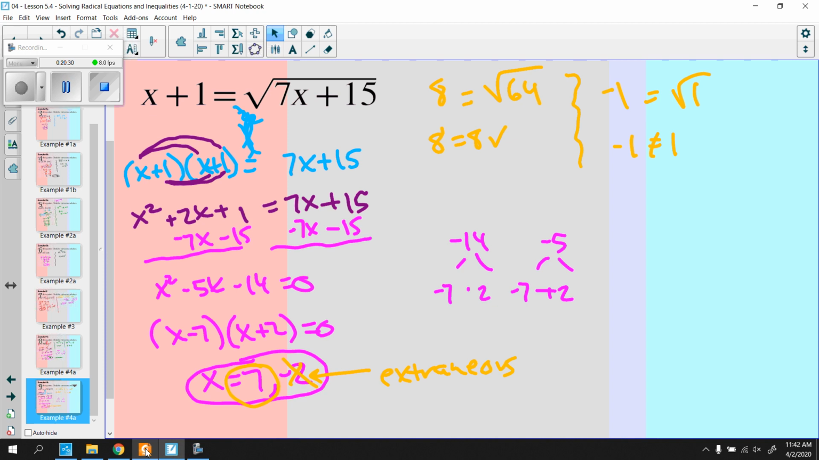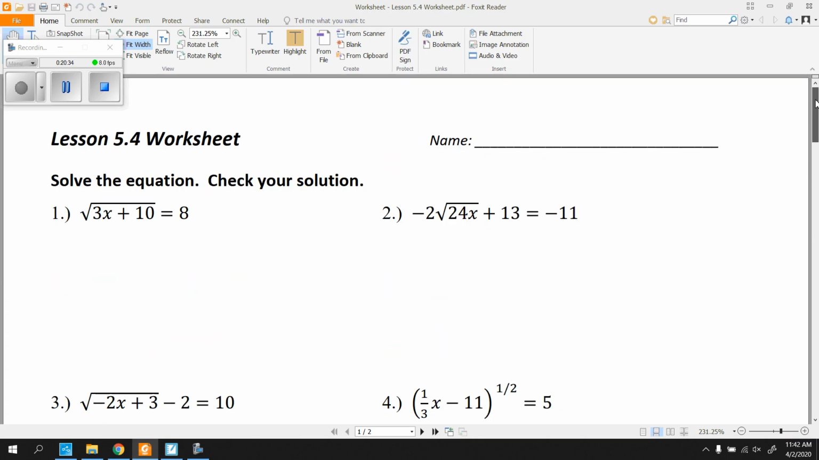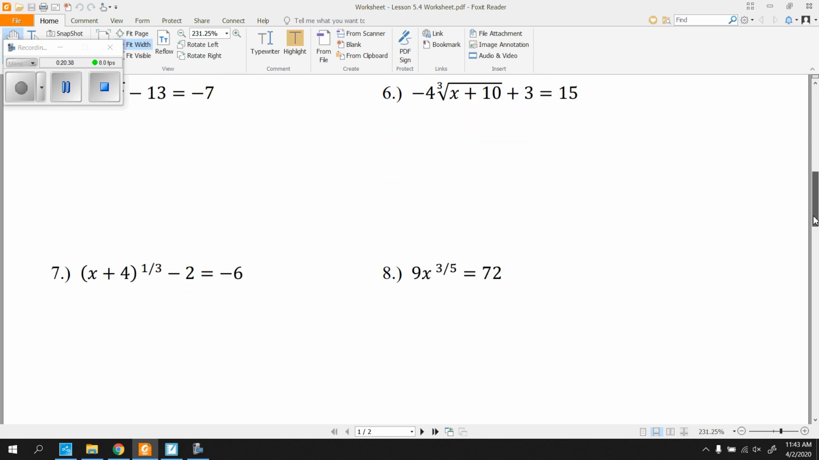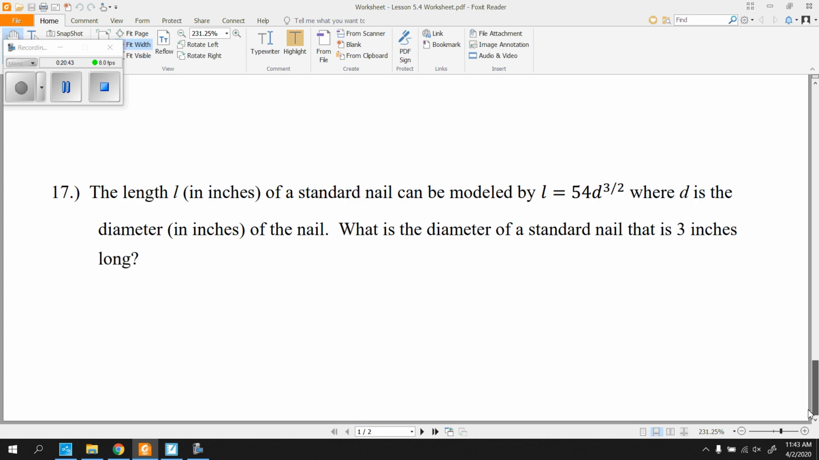Okay, the homework is the worksheet here. I'm going to attach it to the lesson. It's going through a bunch of different problems like that. It's pretty much just those same type of ones. I put one word problem on there. I'll help you out getting it set up. What is the diameter? So you're going to be looking for diameter that is 3 inches long. So essentially we're plugging in a 3 and solving for D. You guys can do that.